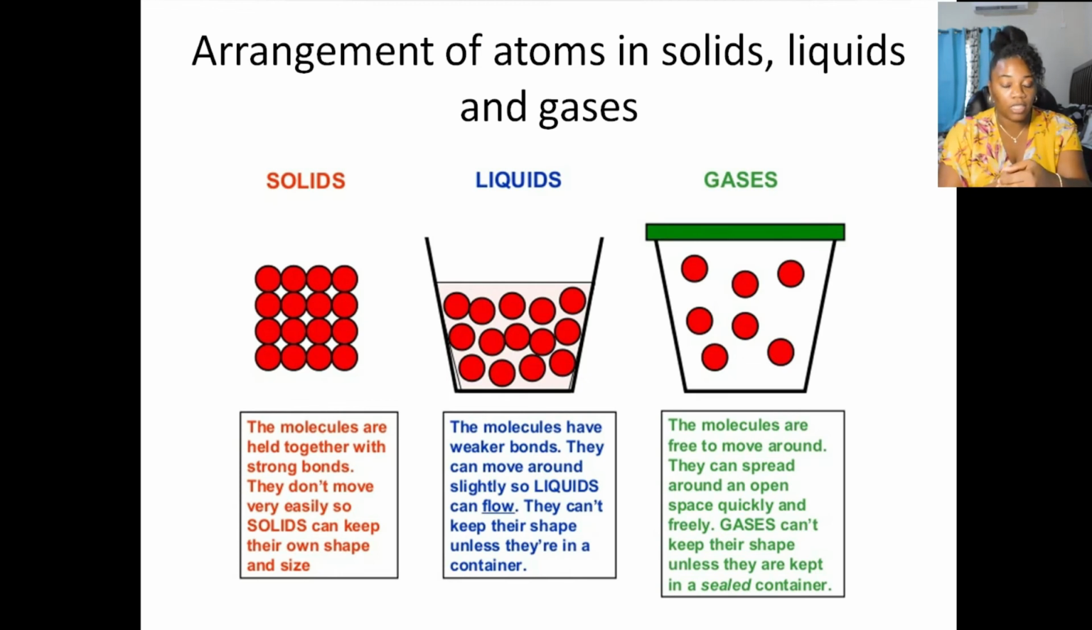And with gases, they have very weak bonds between the molecules, right? So they're able to spread around and float around easily, okay? They don't keep their shape unless they're kept within a sealed container.